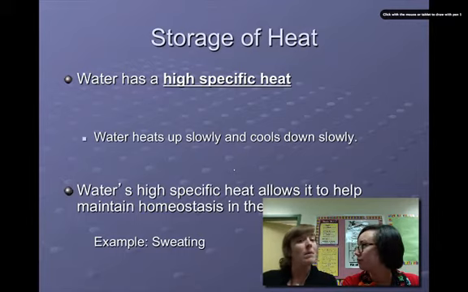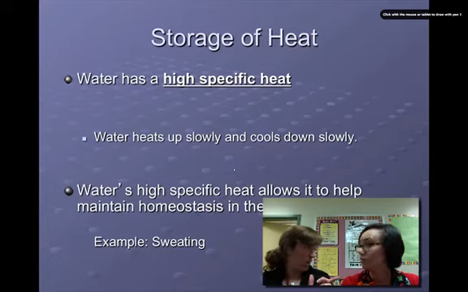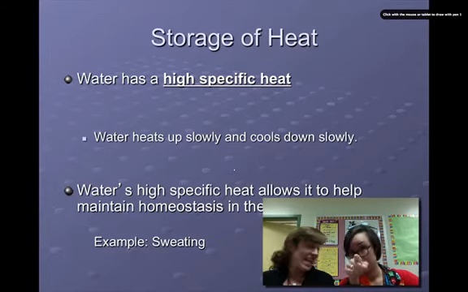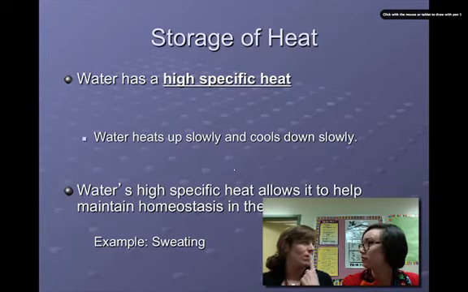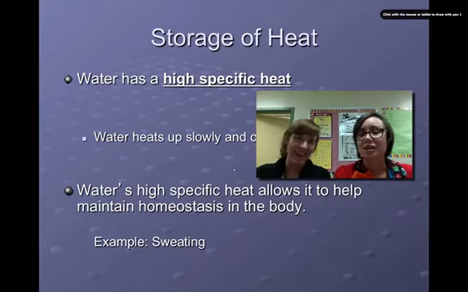But that means that it's very important and good that you are made 70% of water, because that means that you can absorb a lot of that heat without changing a degree in temperature. That reminds me of a word. Homeostasis. Yes, nice.